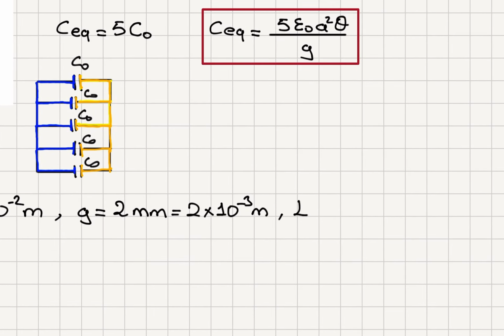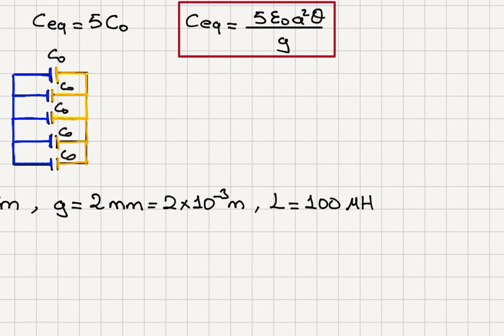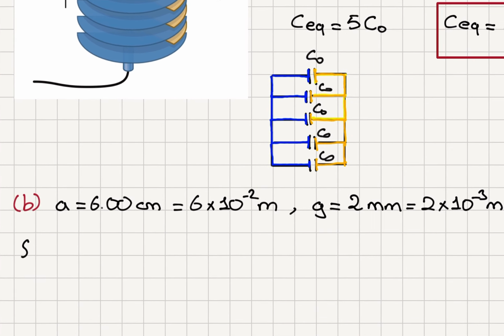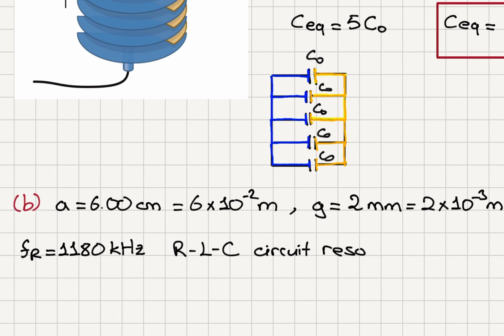The inductance is 100 microhenry. The resistance is 10 ohms. The resonance frequency that I'm trying to get is 1180 kilohertz. This is an RLC circuit resonance frequency.